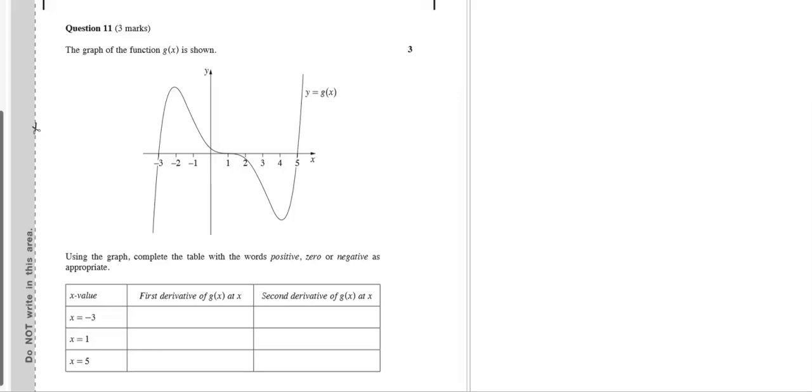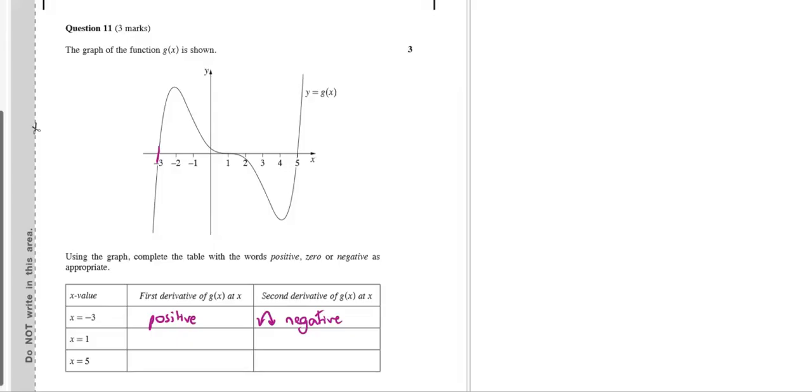Okay, so the first thing they asked us to look at is what's going on when x equals minus 3. I can see that at x equals minus 3 I've got a positive slope, so the first derivative of the function is positive. I can also see right there I am concave down, so I need to put in the word negative.